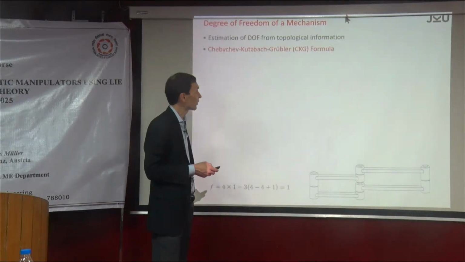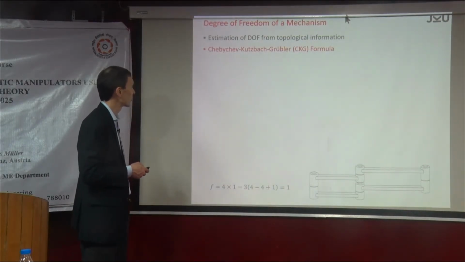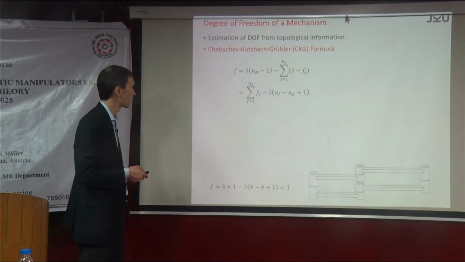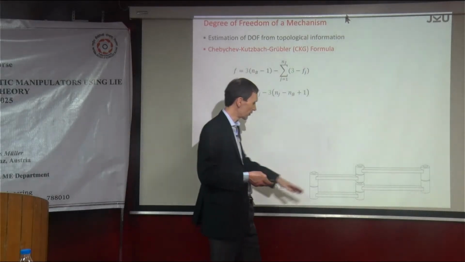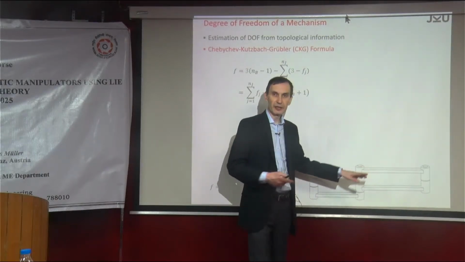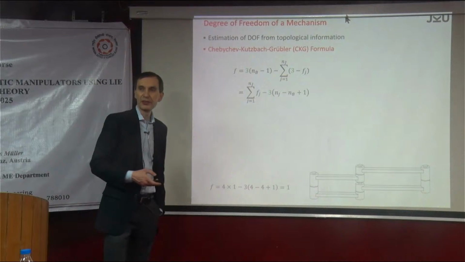Anyway, what I would like to at least mention is a way of estimating the degree of freedom from a topology. Let's say that you are moving in a plane, right? Let's say we are still having this planar motion. Again, this is this four-bar mechanism. We can move in a plane, right? How can you estimate the degree of freedom?